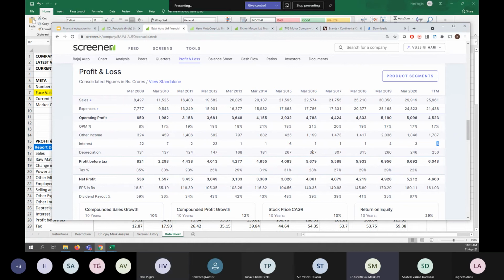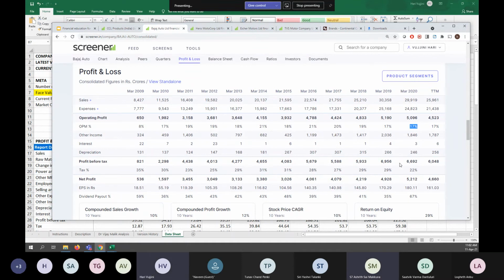What does OPM mean? Operating profit margin. Sales minus expenses gives the operating profit. Then you divide the operating profit by overall sales. So 5,096 divided by 29,919, you get 17%. So if I sell 100 crore worth of sales, I'm making 17 crore as operating profit.